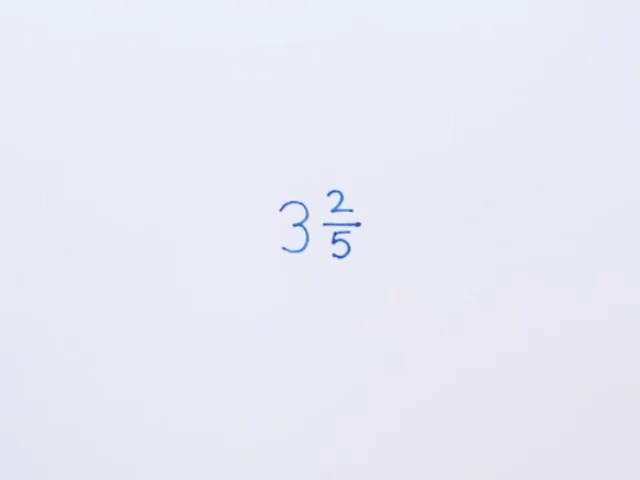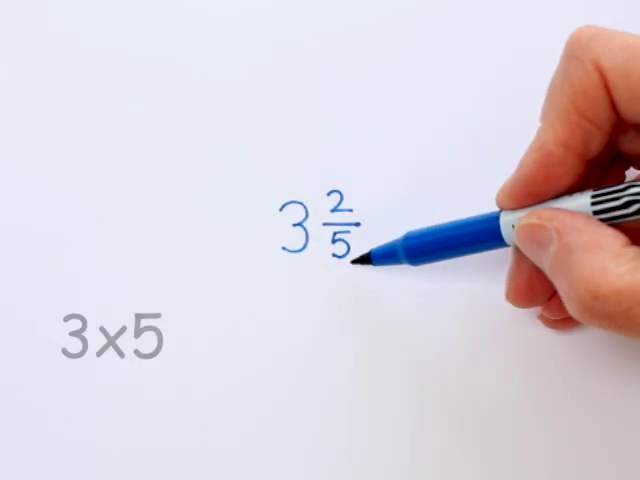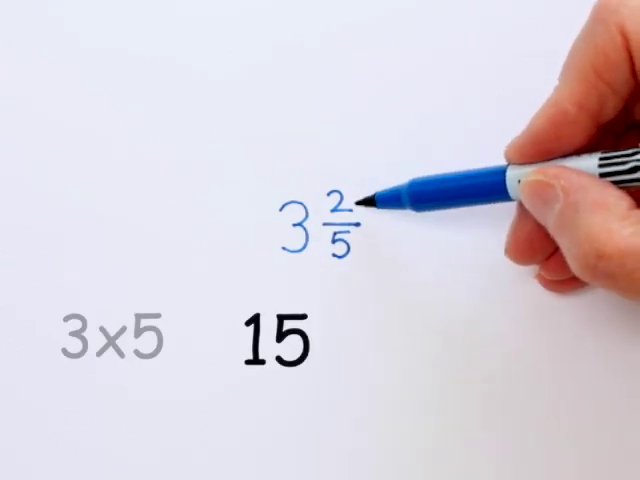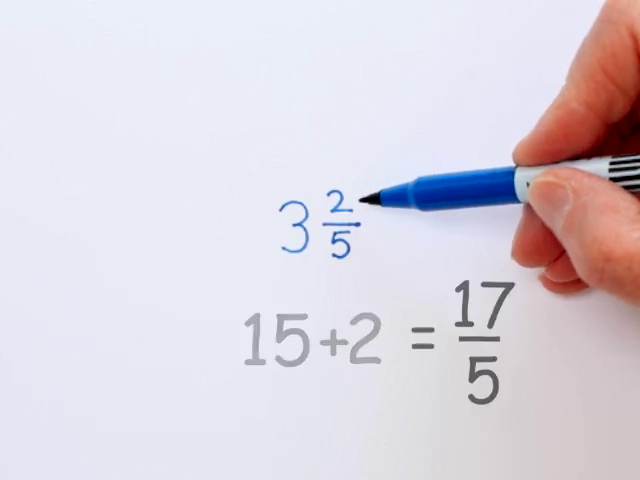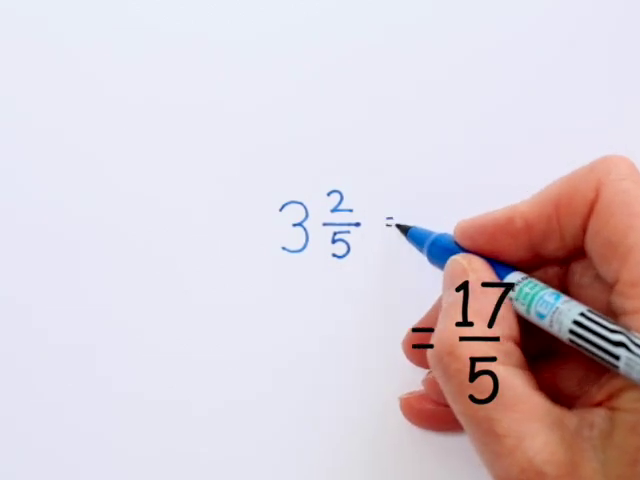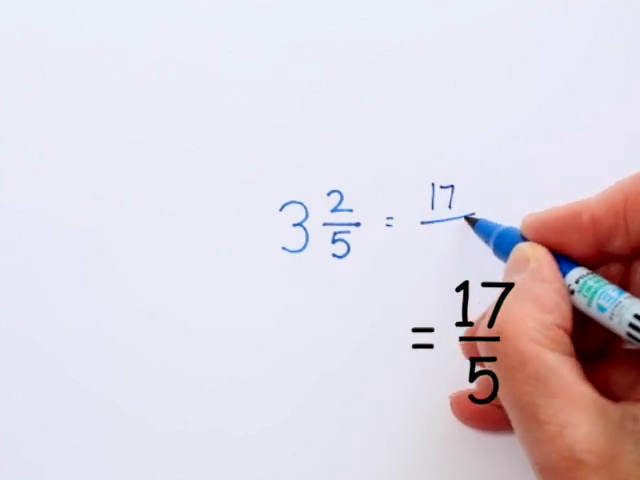Here's another example of doing this, 3 2/5. To turn this into a top-heavy fraction, you say 3 times 5 is 15, and add those 2, which is 17, so that makes 17/5.